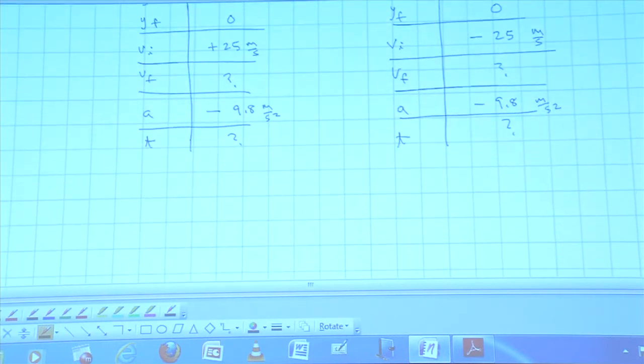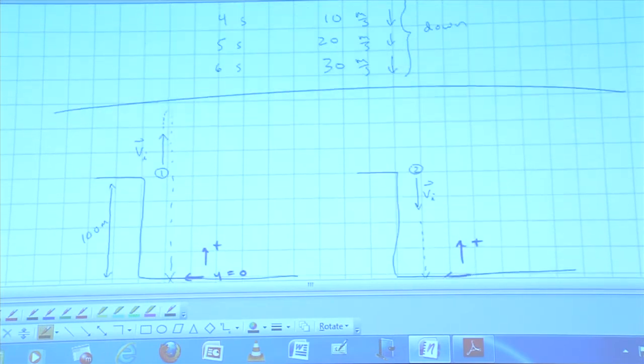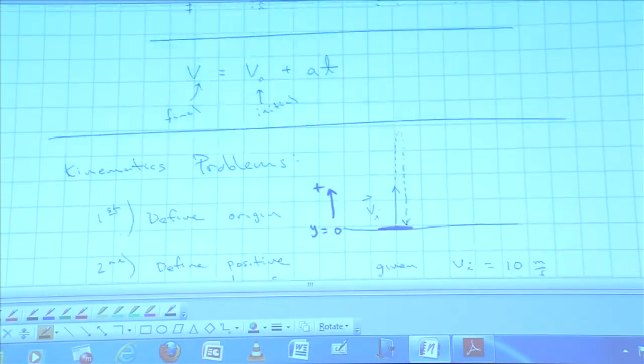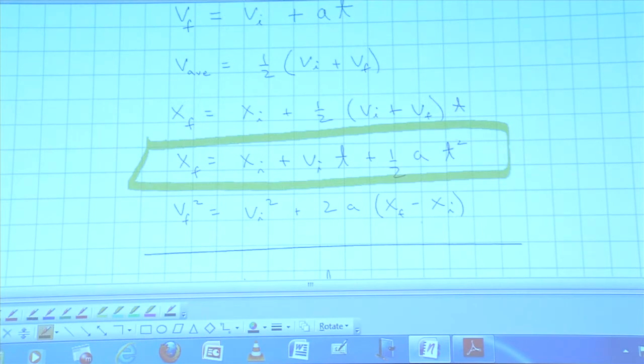Okay, so what are we solving for first? Maybe V final is an easier one to solve for first. And then that way we avoid using a quadratic equation, I think, right? So if we're solving for V final, we're looking for an equation that's missing time. That would be this last one here. We can solve for V final using that because there's no time in that equation.